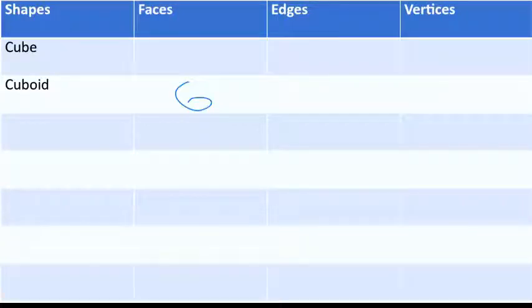So now we're going to go along and count the edges. The edges are where the two sides meet. So we have 1, 2, 3, 4, 5, 6, 7, 8, 9, 10, 11, 12. So now we're going to fill that in as 12. So now we're going to go to the vertices. The vertices are the points. So we have 1, 2, 3, 4, 5, 6, 7, 8. Now we're going to go back to our table, and we're going to put in 8.